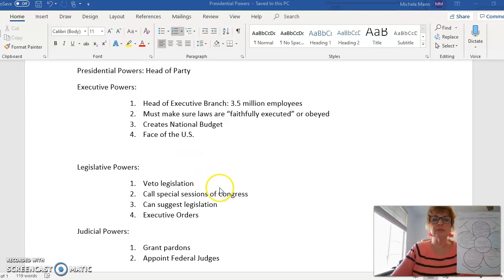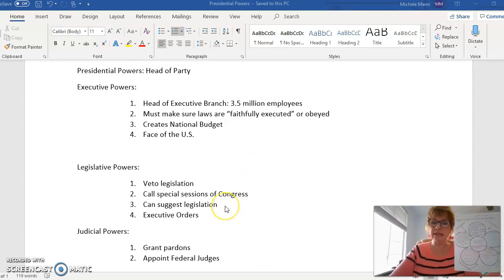He can call special sessions of Congress, which means that if Congress is in recess and they're home and the nation needs something to be done, he can say, you get back here and you fix this. Now, he can't tell them how to vote and what to decide, but he can say, you can't go home and you can't stop having sessions of Congress until this is done.